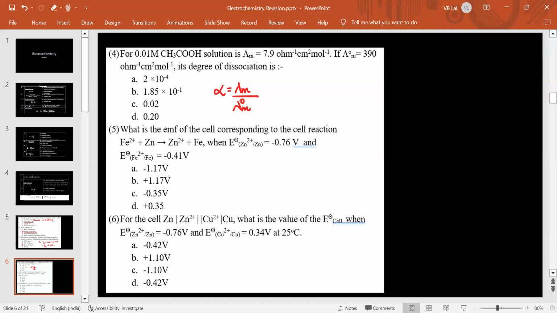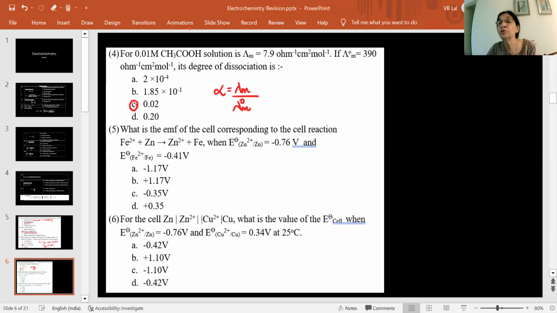Option C, miss. Option C, very good. So it is 0.02. Those who are able to, if you have any difficulty, please don't hesitate. All right, so it is 0.02, very good.